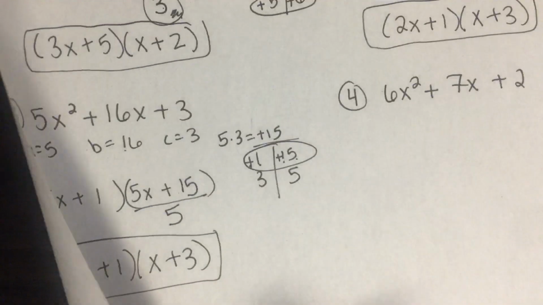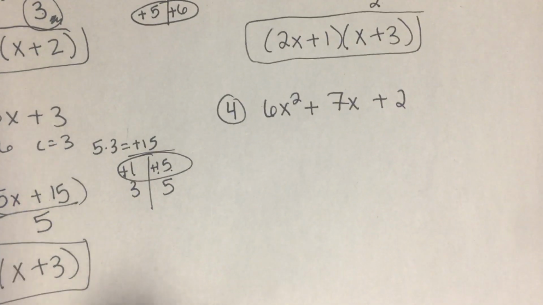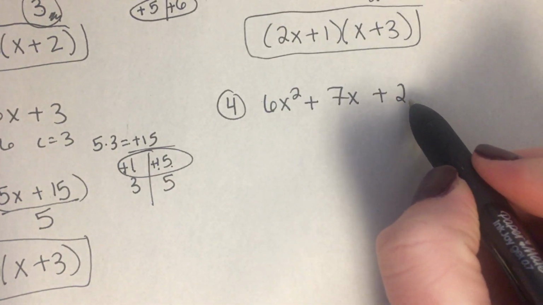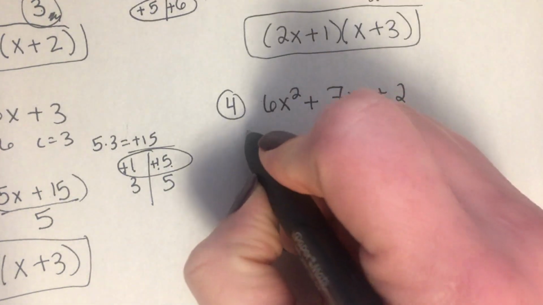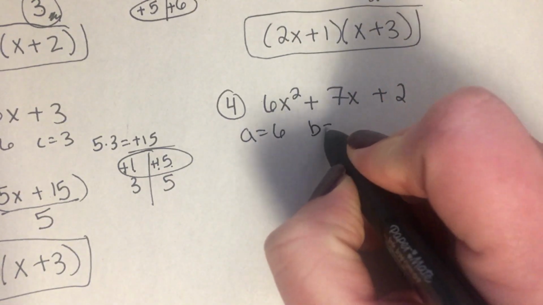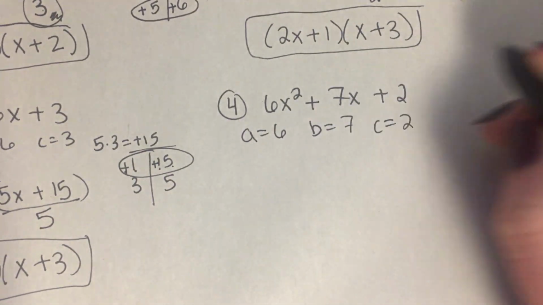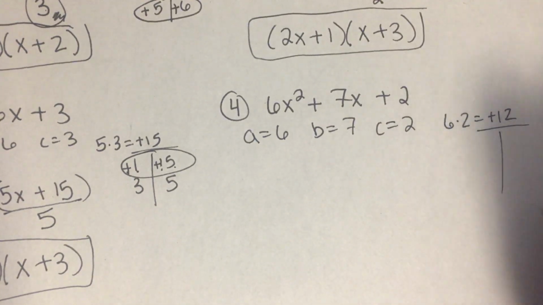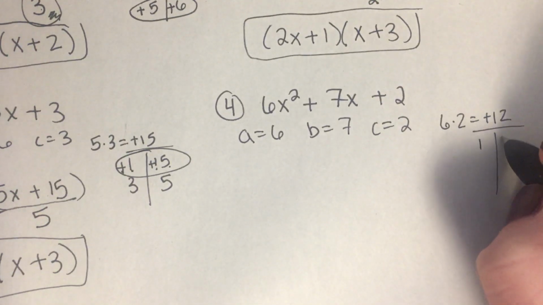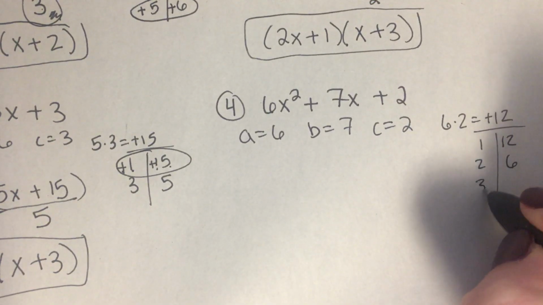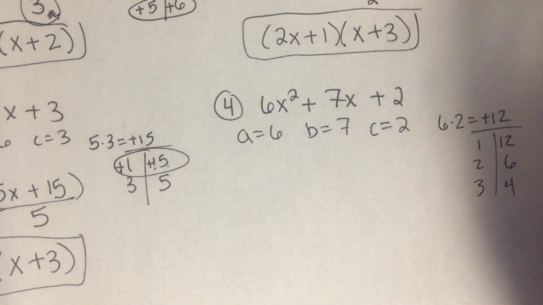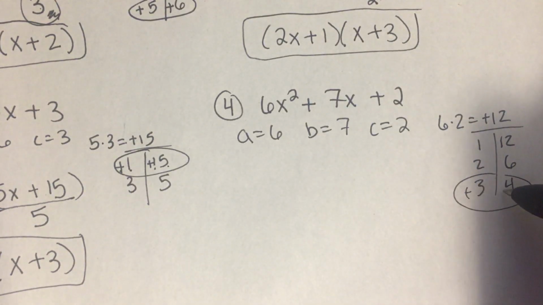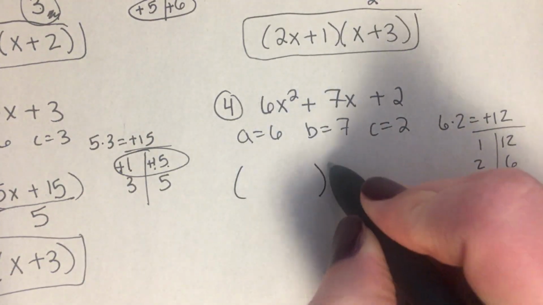Okay, so let's take a look at example number 4. So we have 6x squared plus 7x plus 2. A is 6, b is 7, c is 2. So a times c is going to be 6 times 2, which is 12. List your factors, 1 and 12, 2 and 6, 3 and 4. The only two that help us make 7 are 3 and 4. So let's set up our parentheses.